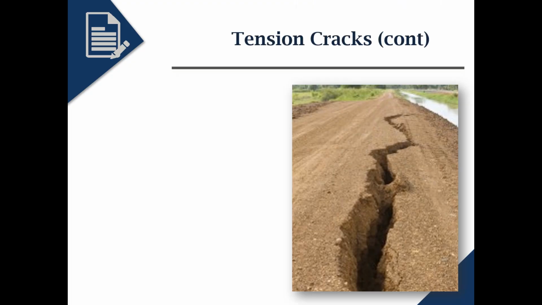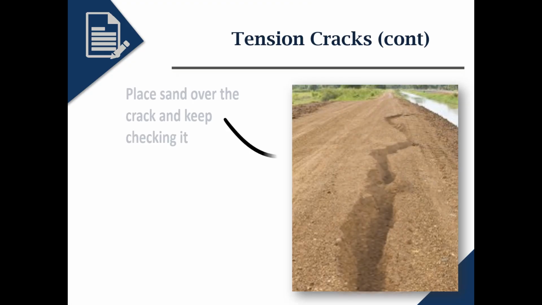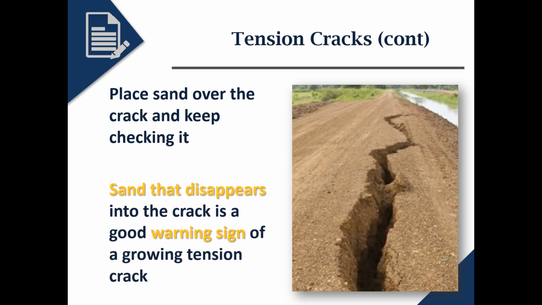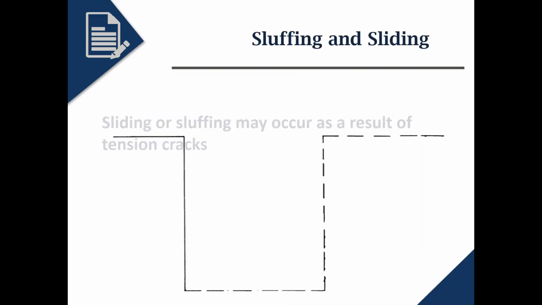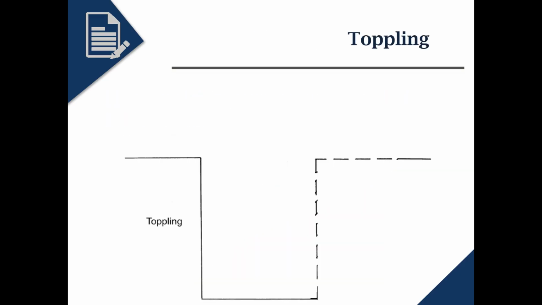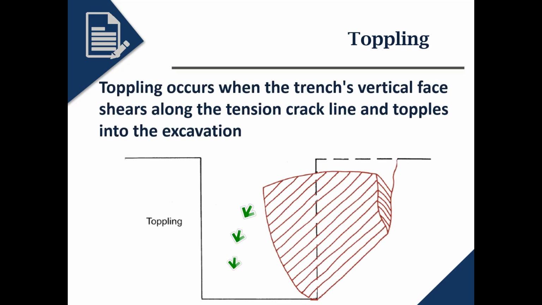Always keep an eye open for cracks developing near your trench. To determine if the crack is worsening, simply place sand over the crack and keep checking it. Sand that disappears into the crack is a good warning sign of a growing tension crack. Sliding or sloughing is another trench failure that may occur as a result of tension cracks. In addition to sliding, tension cracks can also cause the soil to topple. Toppling occurs when the trench's vertical face shears along the tension crack line and topples into the excavation.